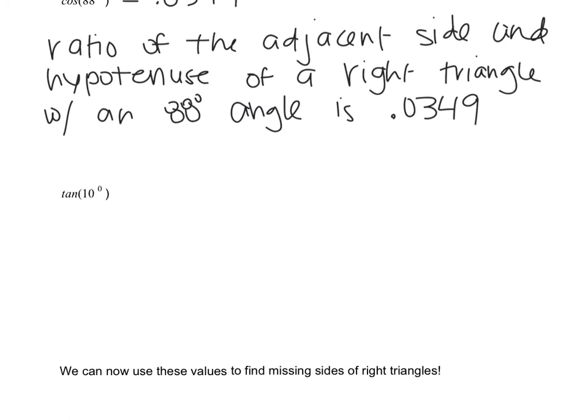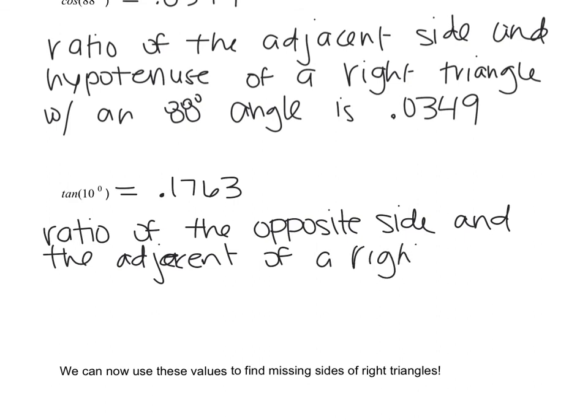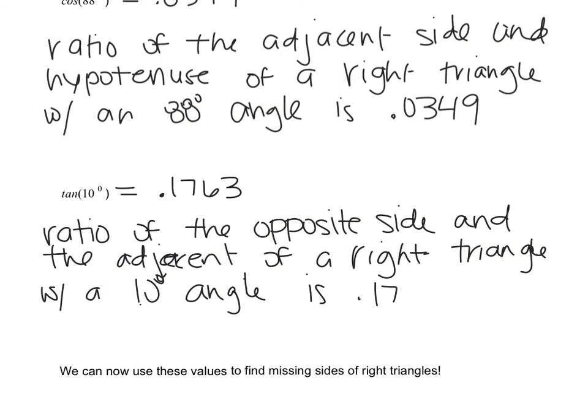Lastly, we're going to take a look at tangent of 10 degrees. There is also a tangent button on the calculator, and when you evaluate tangent of 10 degrees, you get 0.1763. Again, it's a very similar statement to the previous two, except tangent is the ratio of the opposite side and the adjacent side. So the ratio of the opposite side and the adjacent side of a right triangle with a 10-degree angle is 0.1763.